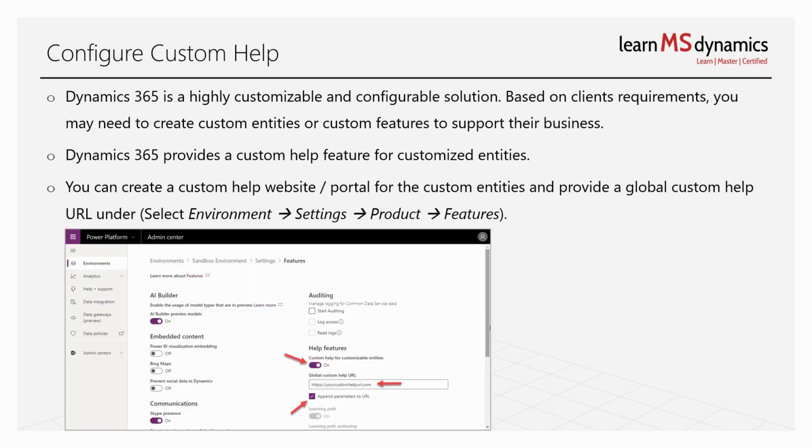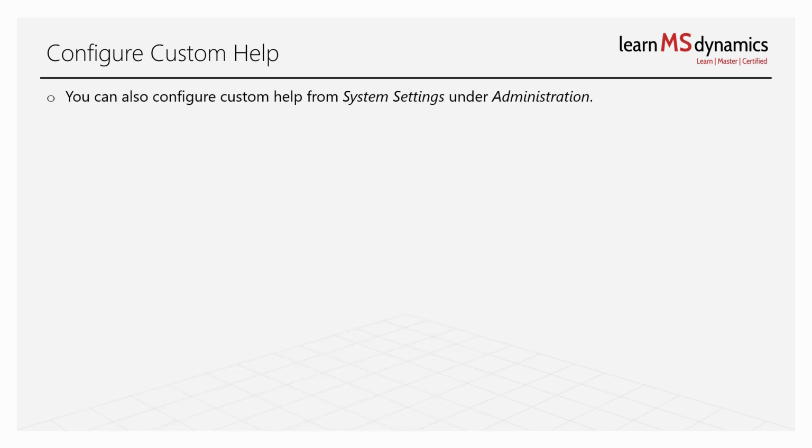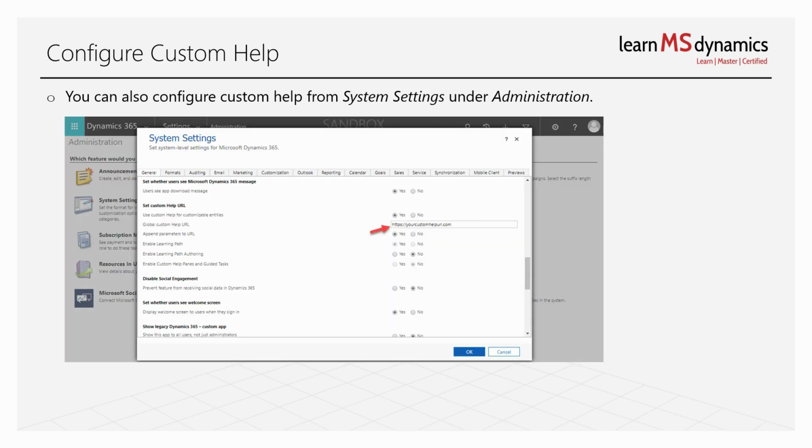So here it is. You can go to the environment, settings, features, and there you can enable the help feature, which is custom help, and give it a URL. And also you can append parameters to the URL. So that's one way you can configure custom help. You can also configure custom help from another place, which is called system settings under administration. You open system settings under administration, and under the general tab you can enable the custom help URL, and you can also append parameters as per your requirements.